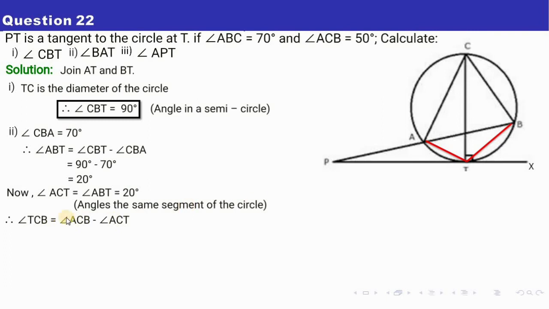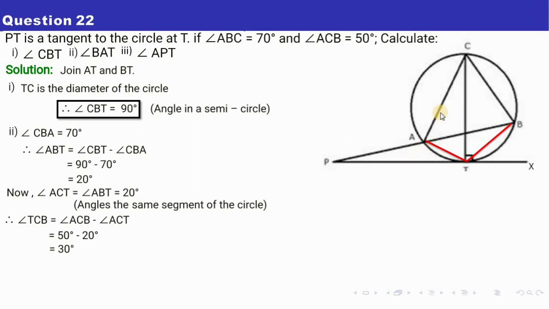Let us see what TCB is. TCB is this angle. This angle will be this full angle minus this much, right? How much is ACB? ACB is given as 50. And just now we found that ACT is 20 degrees. So this angle is 50 minus 20, that is 30 degrees. Is that clear?